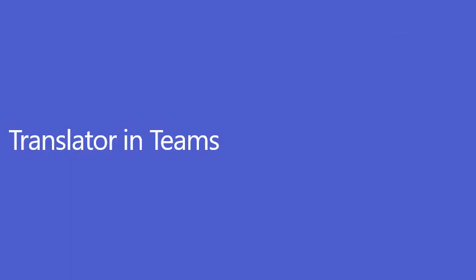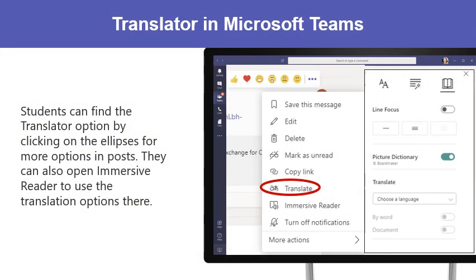Translator is another option that addresses the needs of diverse learners. Students can find the Translator option by clicking on the ellipses for more options in a post. There they'll find inline message translation, which is a feature in Microsoft Teams that allows them to translate messages into the language that they have specified in their personal language settings. They can also open Immersive Reader to use the translation options that are available there.